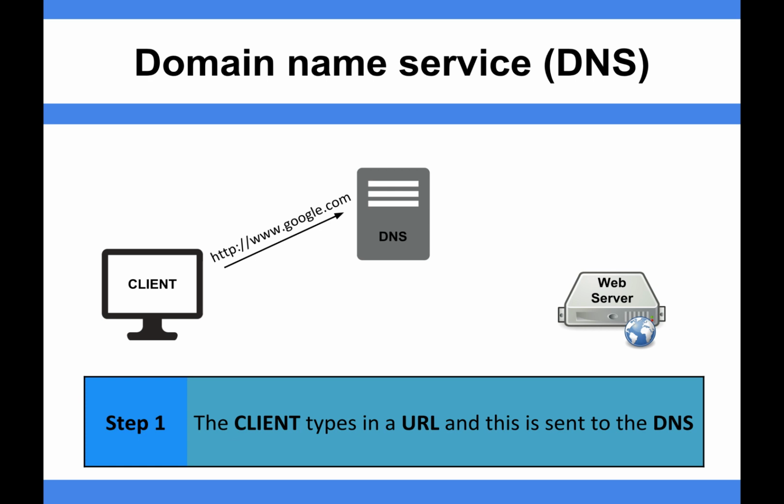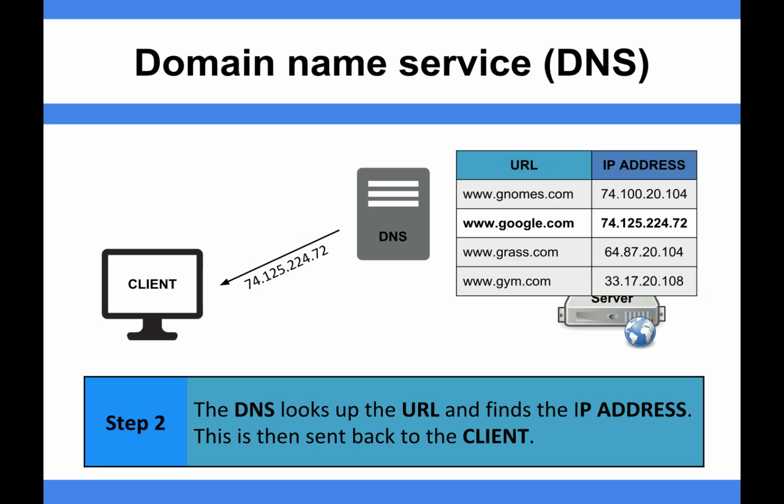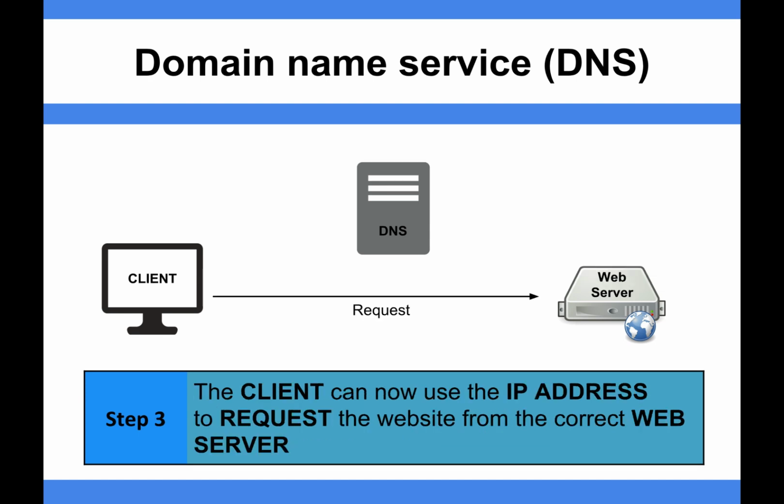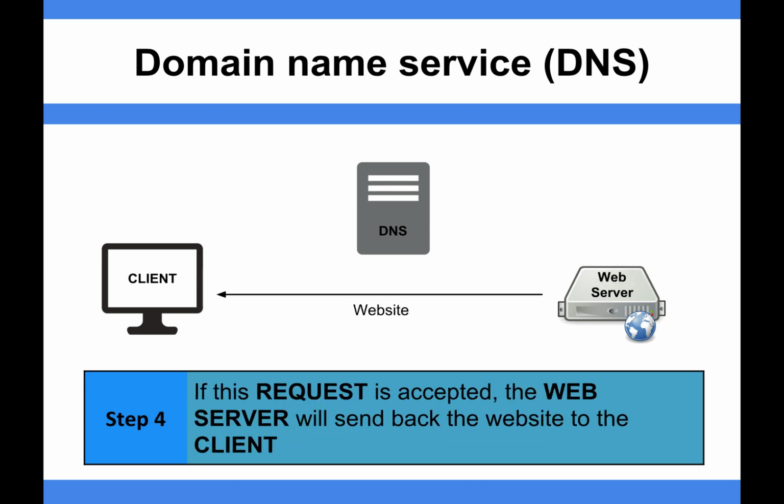So step 1, sending the URL to the DNS. DNS looking up and responding with the IP. You then using that IP to go across the internet to get to the web server, and the web server sending the website back. Those 4 steps could come up in an exam question, so make sure you know them.